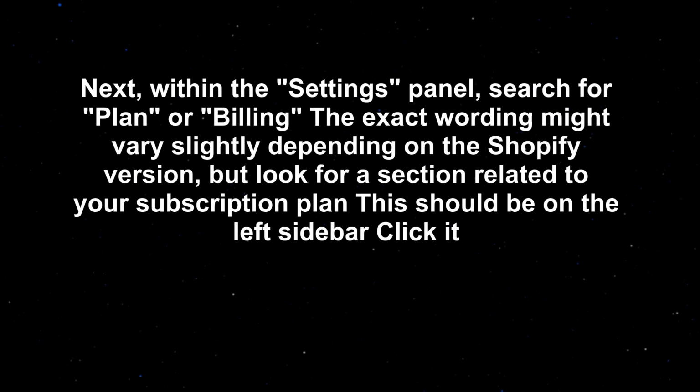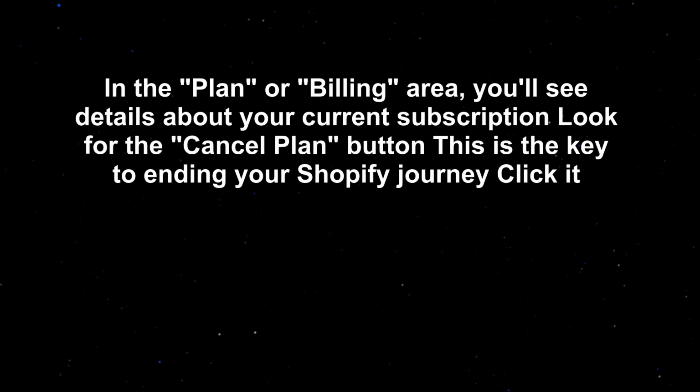Next, within the settings panel, search for plan or billing. The exact wording might vary slightly depending on the Shopify version, but look for a section related to your subscription plan. This should be on the left sidebar. Click it. In the plan or billing area, you'll see details about your current subscription.